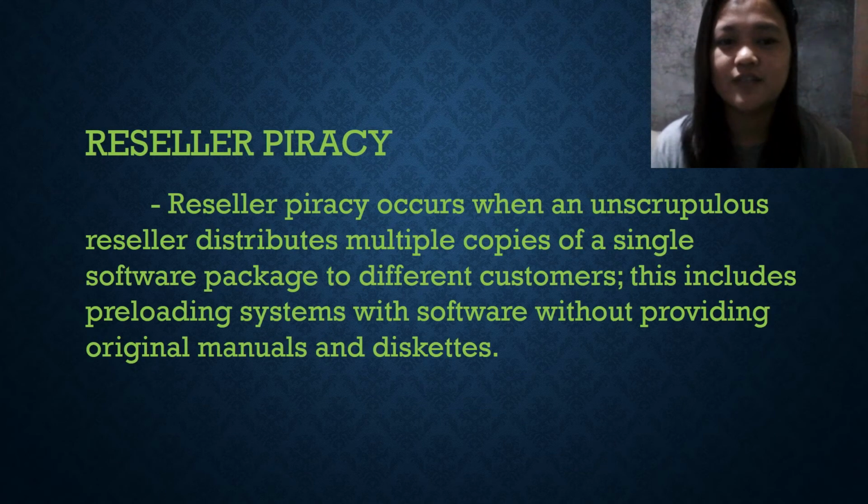Next is reseller piracy. Reseller piracy occurs when an unscrupulous reseller distributes multiple copies of a single software package to different customers. This includes preloading systems with software without providing original manuals and diskettes. Reseller piracy also occurs when resellers knowingly sell counterfeit versions of software to unsuspecting customers.